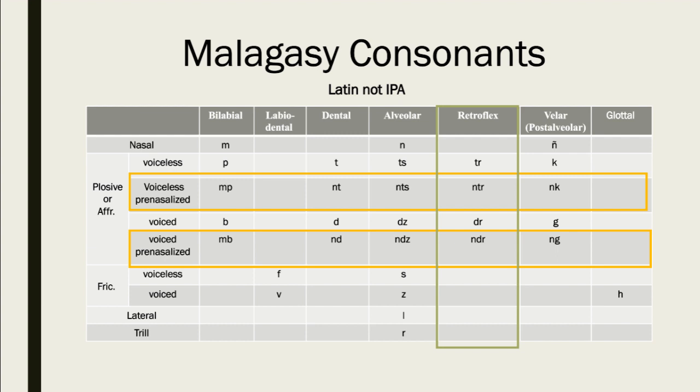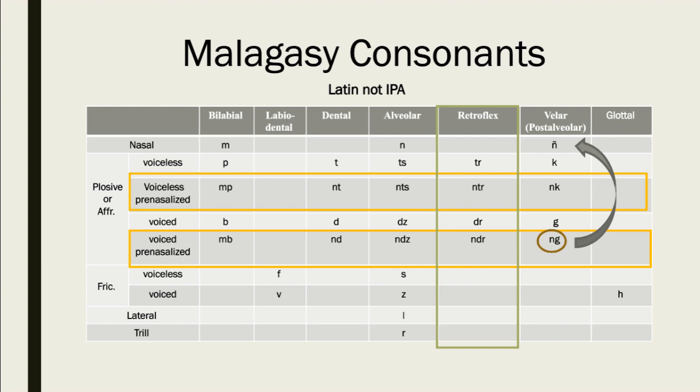The other things we need to move around on this chart are the NG sound and what I'm going to call the enye. These are the velar nasals, and really they're both possible in French and they're both possible in Malagasy. It's just I'm going to move them around a little bit so it's easier to understand.